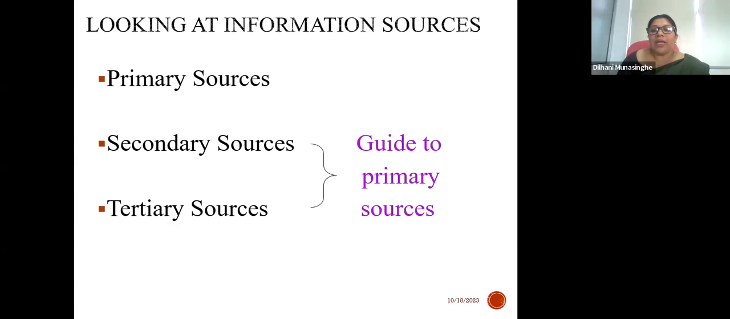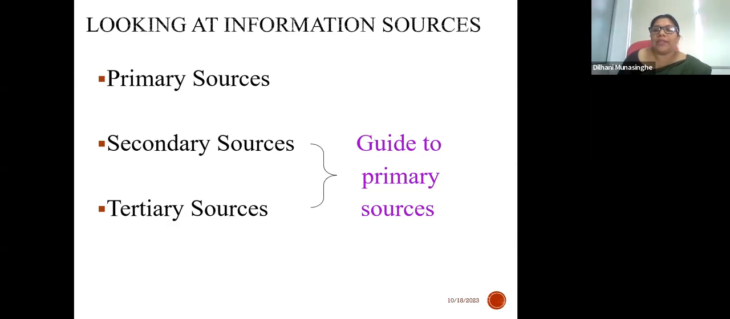Tertiary sources. These sources compile information from the primary and secondary sources and provide a summarized and general overview of a topic. They are usually more accessible and provide a broad perspective on a subject. Examples of tertiary sources include textbooks, encyclopedias, handbooks, or introductory articles. Tertiary sources are often used for gaining a general understanding or background knowledge on a topic.